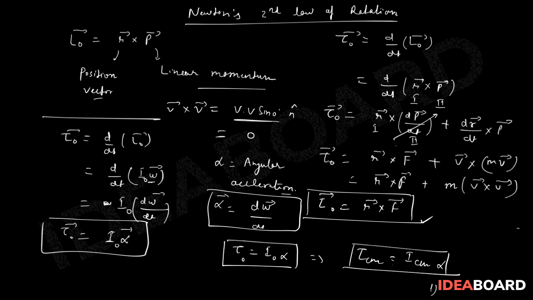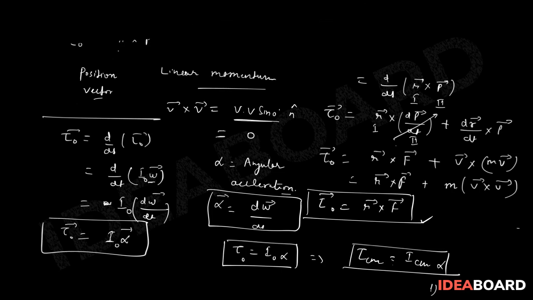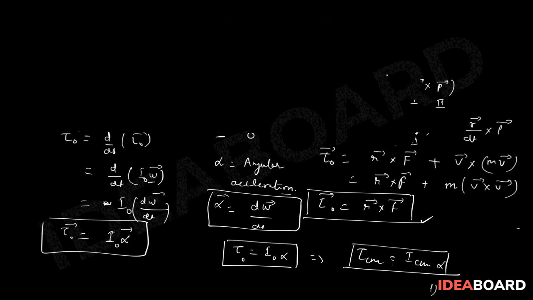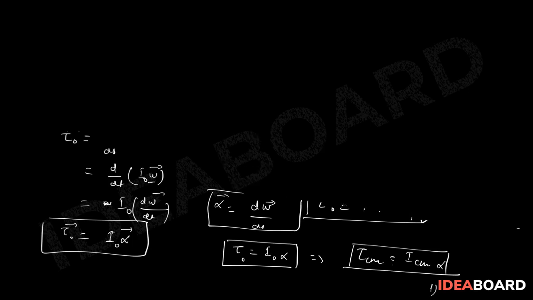Okay, so now let us have one question which is on the application of this Newton's second law of rotation. We will apply a certain type of example in a question. Let us have a pulley which is having mass, let's say m, and radius is equal to r, and the pulley is in the shape of a solid cylinder.